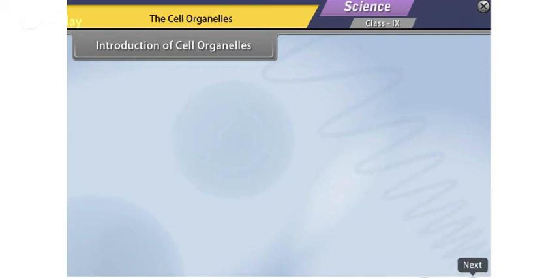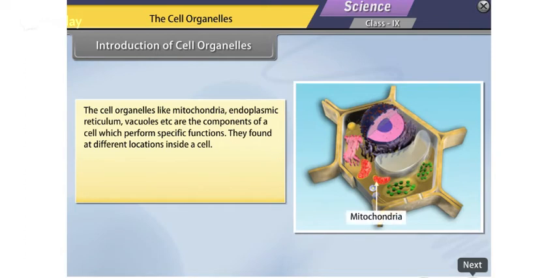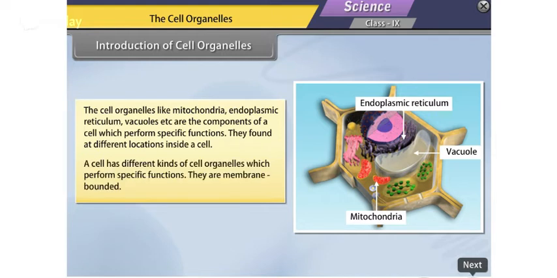Organelles. The cell organelles like mitochondria, endoplasmic reticulum, vacuoles, etc. are the components of a cell which perform specific functions. They are found at different locations inside a cell. A cell has different kinds of cell organelles which perform specific functions.